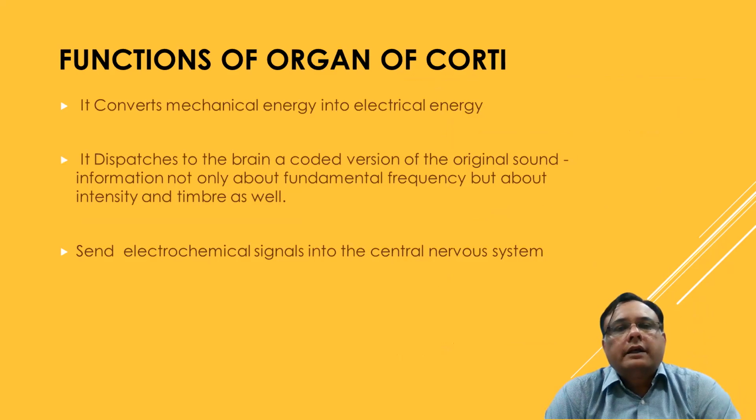Functions of the organ of Corti. It converts mechanical energy into electrical energy. It dispatches to the brain a coded version of the original sound information, not only about fundamental frequency, but about intensity and timbre as well. It sends electrical signals into the central nervous system.